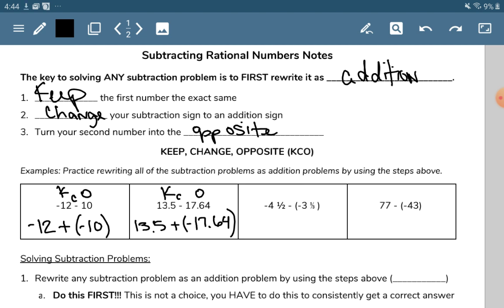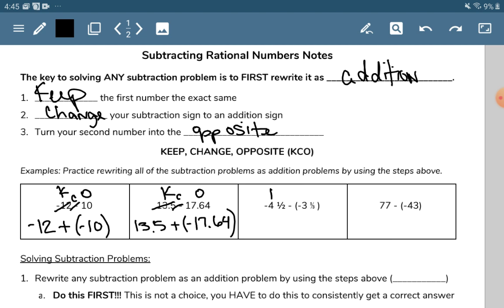So what you can do is just cross off as you go. So I'm going to go back to the first example. We kept negative 12, so I crossed it out. We changed our subtraction sign, I crossed it out. It's very obvious now that that 10 is a positive, which is why we made it a negative when we turned it into the opposite. Same thing with example 2, cross out as you go. We kept our 13.5, cross it out. We changed our subtraction sign, cross it out. It's very obvious now that that was a positive 17.64, so we turned it into a negative when we made it the opposite.